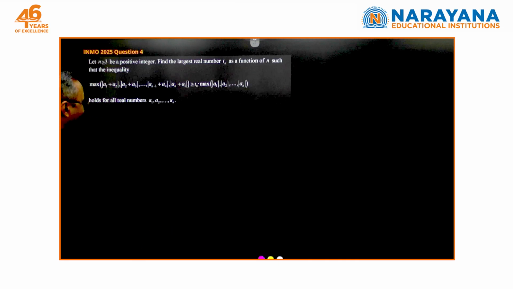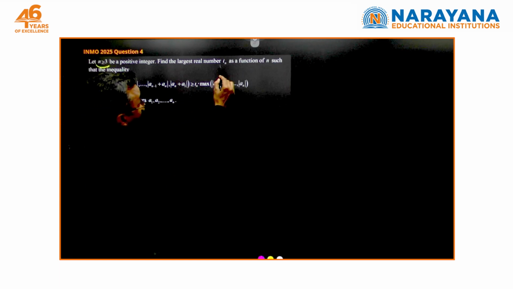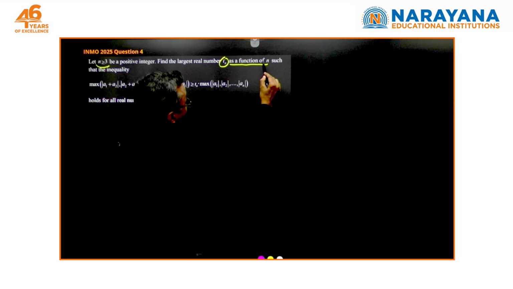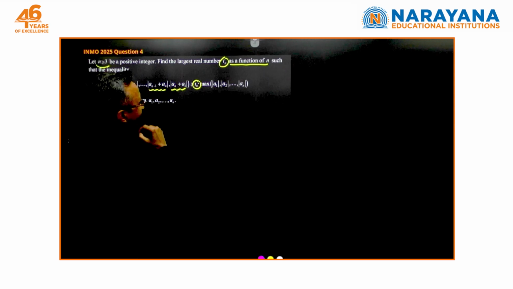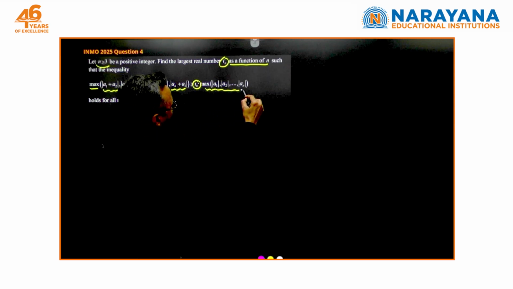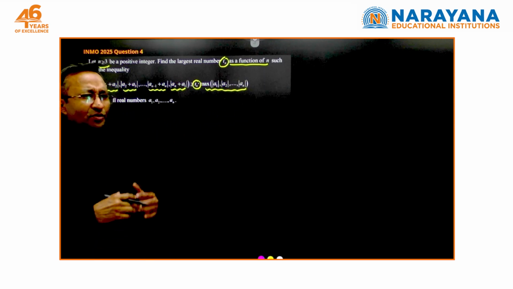Let's look at question number 4. It says, for n greater than or equal to 3 a positive integer, find the largest number Tn as a function of n. This is important: find the largest number Tn for which this inequality holds true. What is this inequality? The maximum of |a1 + a2|, |a2 + a3|, ..., |a(n-1) + an| and |an + a1| is greater than or equal to Tn times the maximum of |a1|, |a2|, |a3|, ..., |an|. How would you attempt this question?